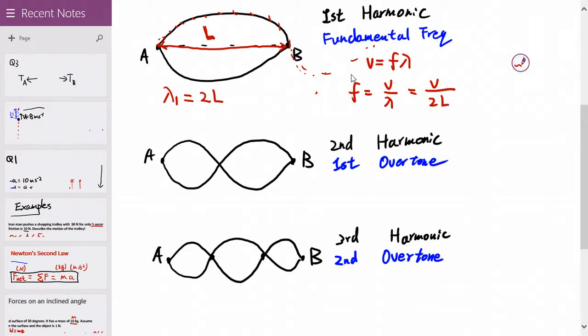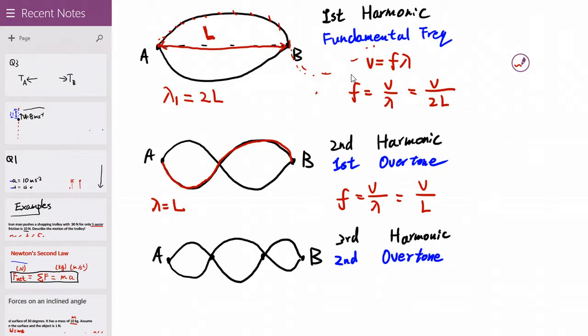Now, if we do a similar thing for the second harmonic, L is still the length, and the wavelength in this case is the same. Say this is a complete cycle of a period, so the wavelength is the same as L. Using the equation, frequency is velocity divided by the wavelength. Substituted, we have this.